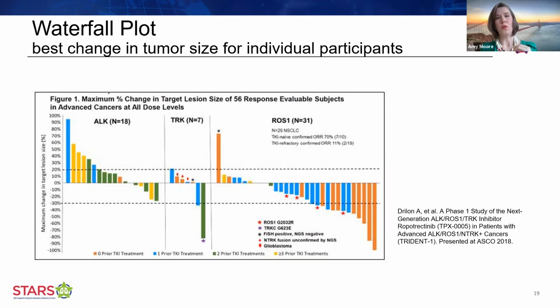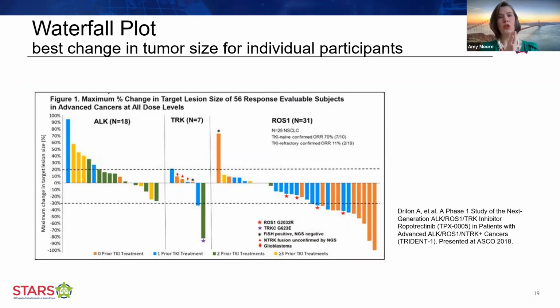So there are certain ROS1 mutations or TRK mutations, whether or not a patient was ROS1 by FISH, but not next generation sequencing. So use all the information that's there to understand what's being shown to you. But if we look at patients with ALK, we see that roughly half of them have progressive disease because they're above that 20% increase in size. The rest of them have stable disease because, again, they're between that 20% increase and 30% decrease.